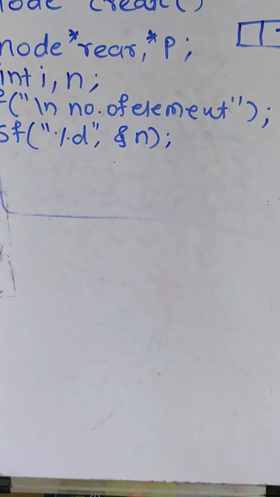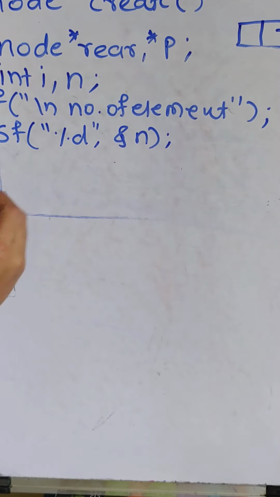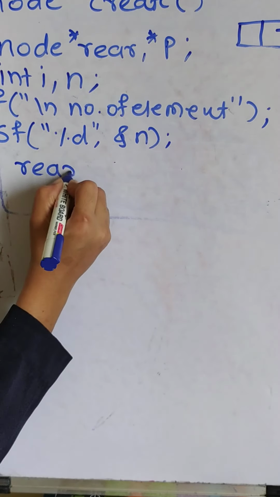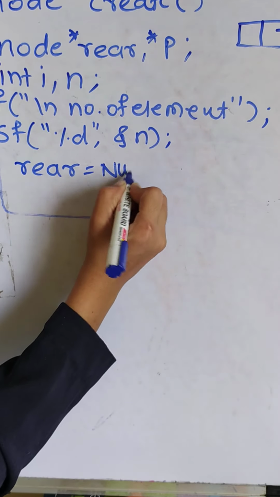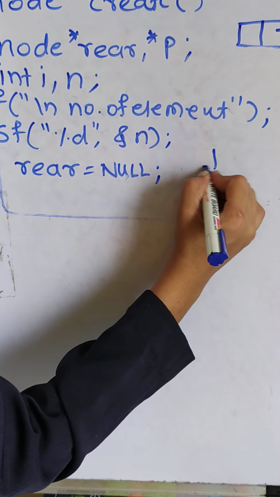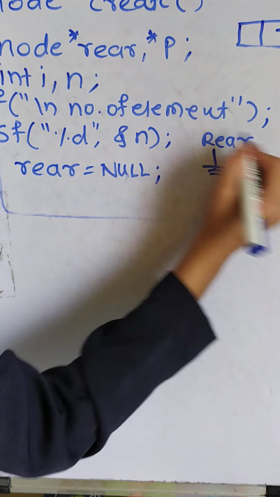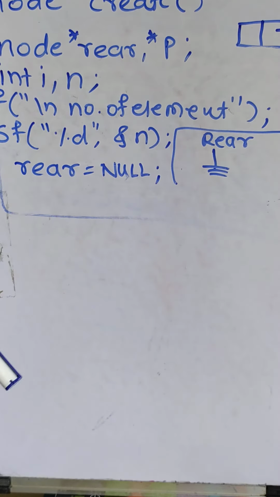Okay, this is your first input. How many elements in your linked list? I want 3 elements, so the value of n here is 3. Then enter the data: printf "enter the data for this element". Initially your rear is null, meaning there is no node inside your linked list. Suppose this is your rear and it points to null. See this one, here rear is null.